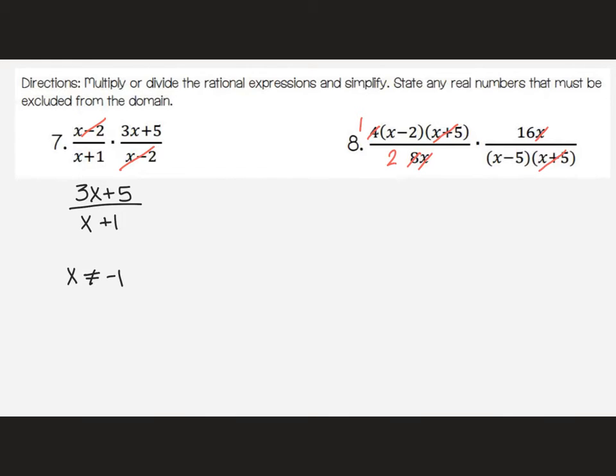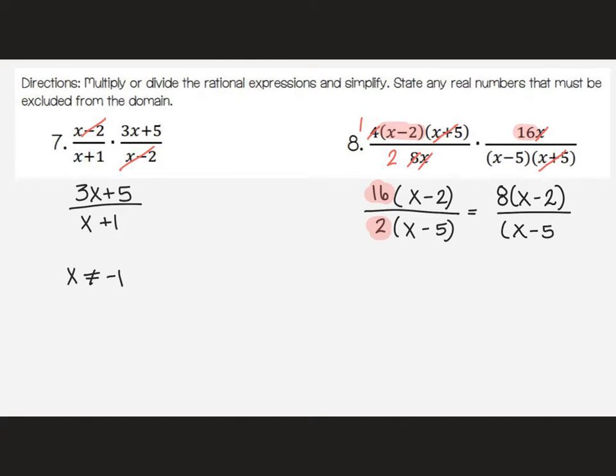And then if I rewrite, I have x minus 2. And I have 16. Remember, we typically write our constants out in front. And then I have 2 and x minus 5. And now that I've rewritten, I can see that I can still simplify these numbers out in front. So 16 divided by 2 is really 8. So I have 8 times x minus 2 over x minus 5. Nothing else can cancel out. And lastly, I notice that x cannot be 5 because that would make the denominator 0.